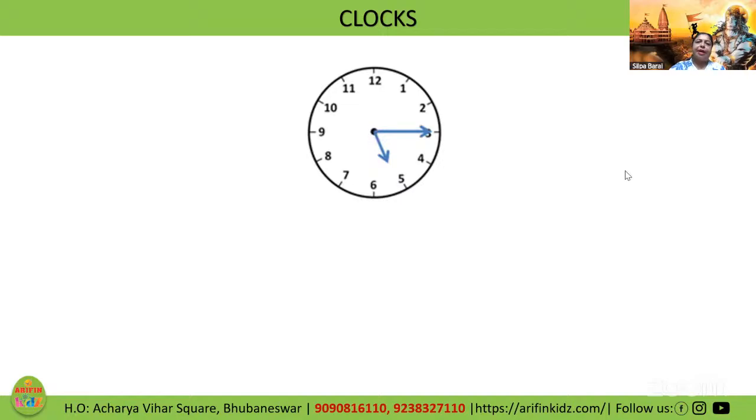Now come to the next point. All of you know this time, it is 5:15. You can say this is 5:15. Or you can say, beta, 15 minutes past 5. All of you know this 15 minutes. 15 minutes is called what?